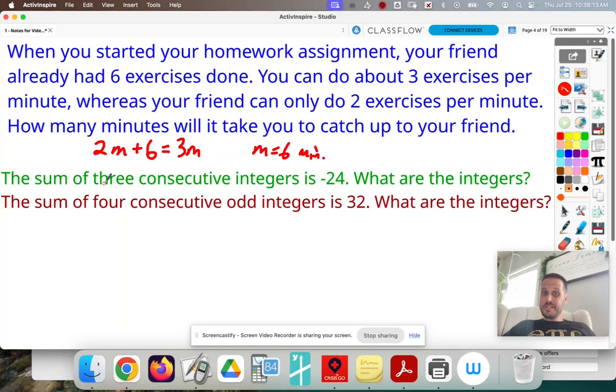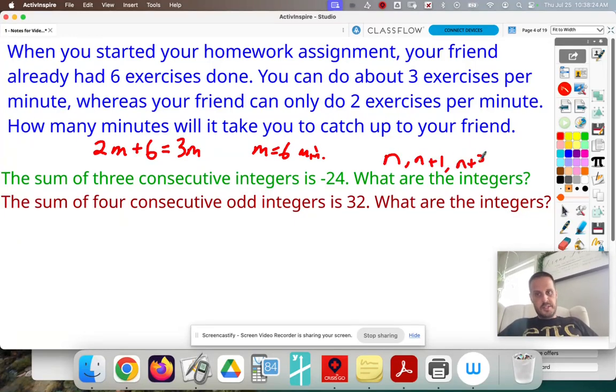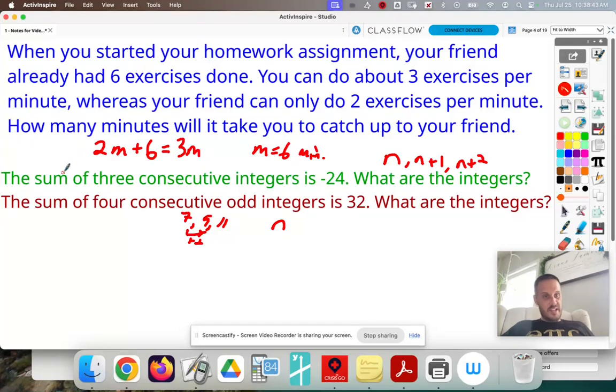Another common type of problem that you'll see is 3 consecutive integers add up to negative 24. So if I'm at any integer n, what's the next integer? n plus 1, n plus 2. If I'm at an odd number, like 7 or 9 or 11, the consecutive odd integers, if you look, it's always plus 2 to get to the next one. And so here you would set up n, and it's the sum of, so this could be n plus 1 plus n plus 2 equals negative 24.